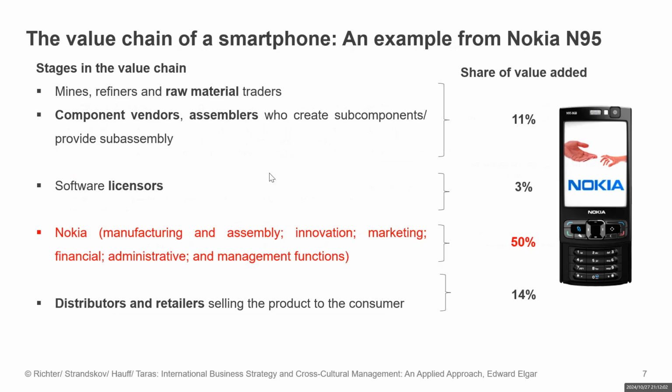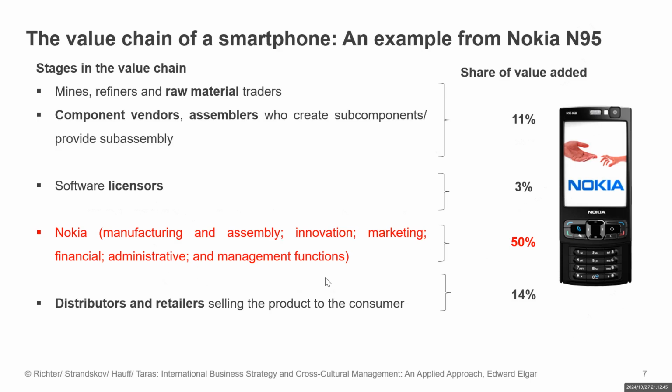But different stages add different values to the products. We can look at Nokia's value chain and see the value added in different stages. For example, the miners, refiners, raw material traders, component vendors, and assemblers, these stages add around 11% of the value to the entire product. And you have the software licensors, because in order for a phone to be used, you need pre-stored software, like the Android system or applications like, for example, YouTube or Snapchat. These are the things needed for a phone. They add 3% to the total value.